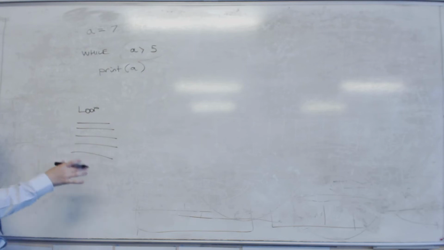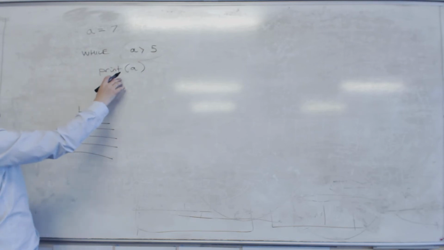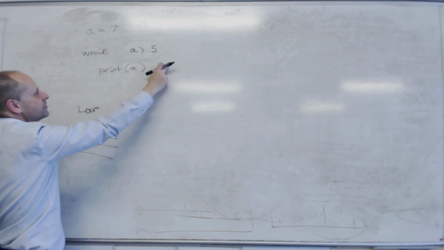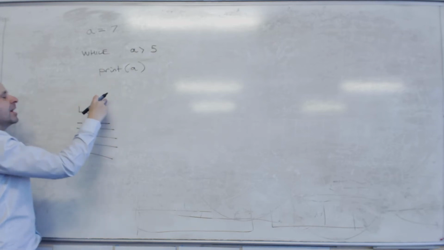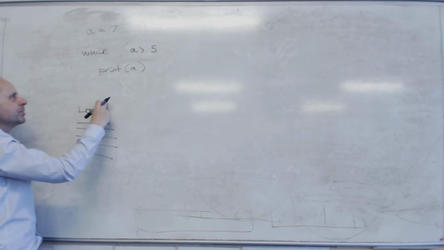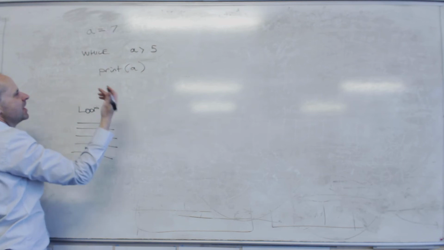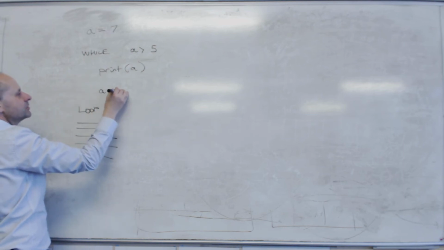Now, if I left that like that, there is nothing inside that loop that is making a change to a. So that condition's never going to be anything other than true. That would give us an infinite loop. So we always need to make sure that something happens inside the loop that will make the condition eventually turn false.